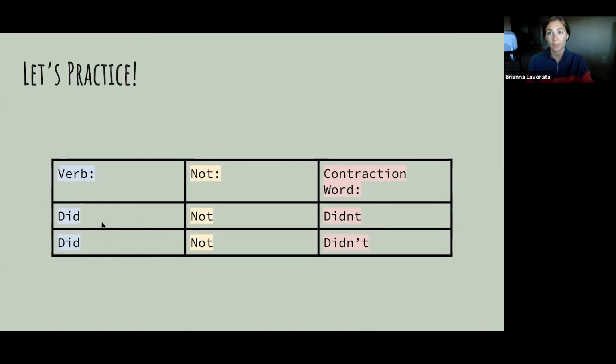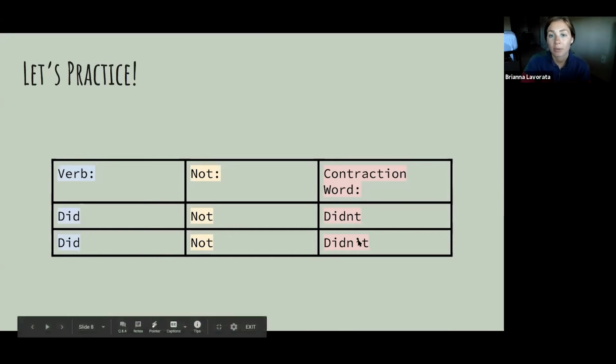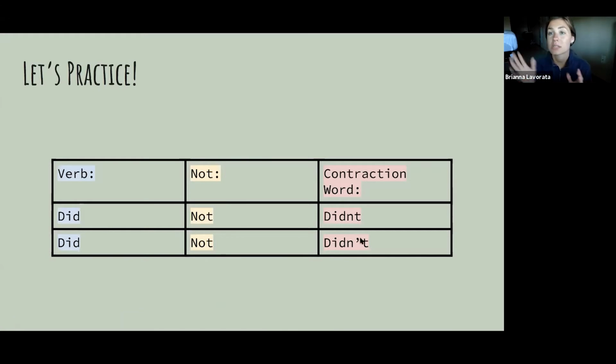So we have our verb, did, on the second line. We have our word not. Now we need to combine those two words. We have did, not. We're going to combine those words, and poof, we have one word, didn't, okay? We model that by removing the O in not, making that word smaller, using an apostrophe to do so.